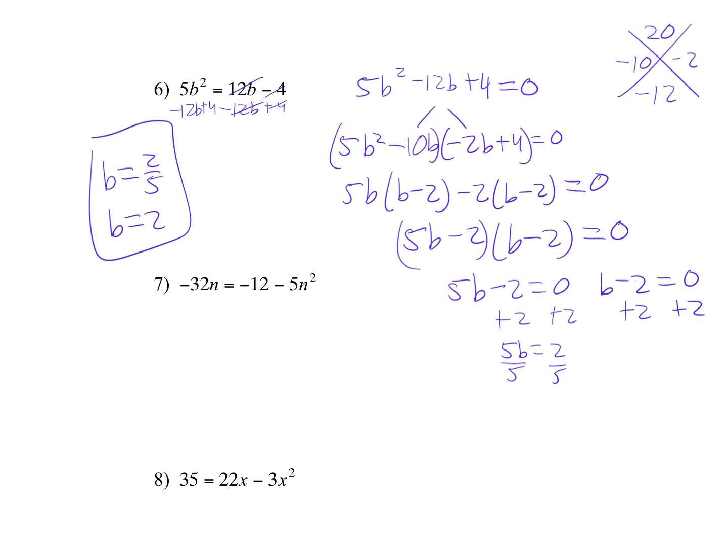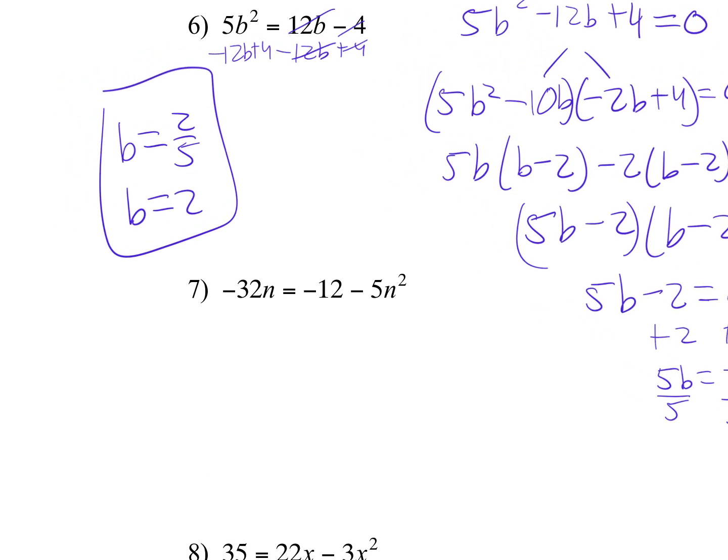All right, let's try the next one. Same thing as the other one. We want to get everything to one side of the equation. I'm going to move, again, everything on the right to the left. I don't like when the squared term is negative, so I'm going to just add it. All right, so plus 5n squared plus 12. Again, plus 5n squared plus 12. And then we get 5n squared minus 32n plus 12 equals 0.